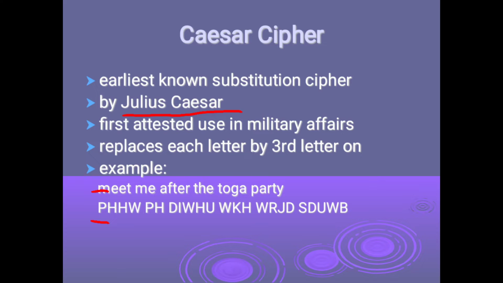For example, if the plain text is "meet me after the toga party", M was replaced by P, because if you add 3 letters you will get P. After M: N, O, P. You will get the third letter as P. So M was substituted by P. Likewise E is replaced after 3 letters. You have to replace each and every letter by adding 3, and after what you get, replace that, and you will get the ciphertext.